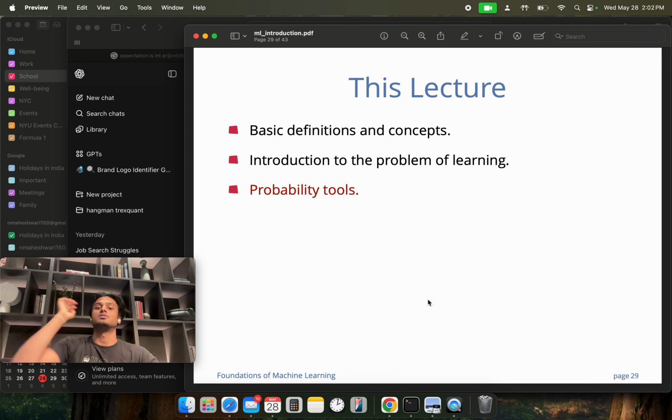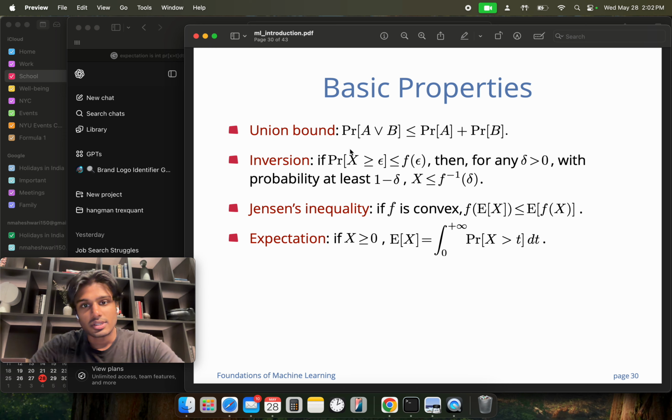This is the meat of the course, which is the probability tools. We will use them throughout this series and they are really, really important. So the first one is the union bound, which is pretty simple. The probability of event A union B is less than the probability of A plus the probability of B. This is just like saying A union B is equal to A plus B minus A intersection B. That's the main core idea if you look at it in the Venn diagram, set-theoretical way.